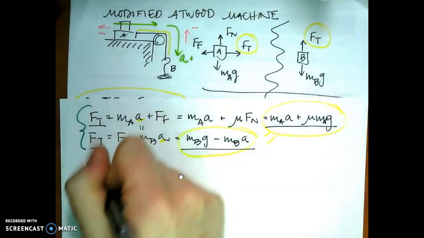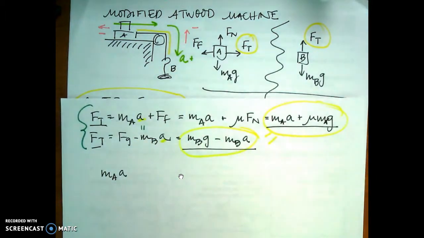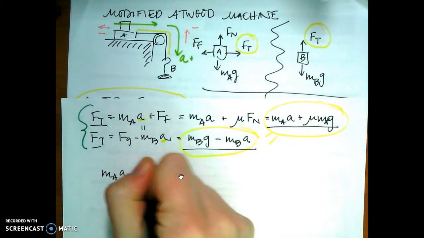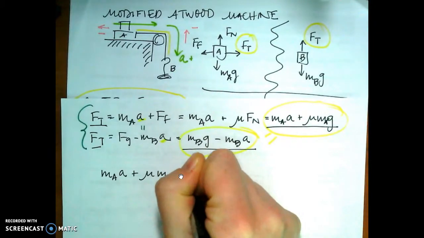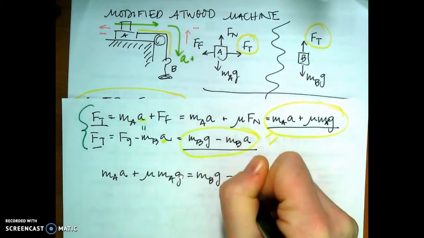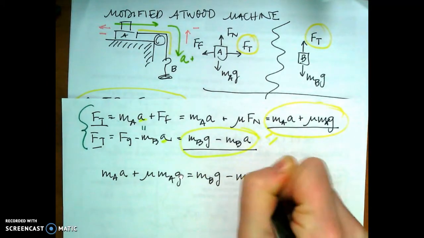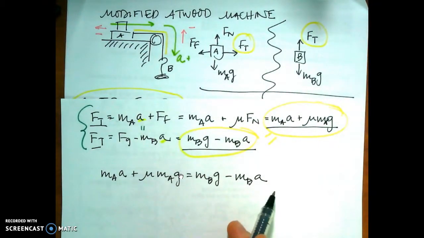All right. Mass of object A times the acceleration of the system plus the coefficient of friction times the mass of object A times gravity is equal to the mass of object B times the acceleration of gravity minus the mass of object B times acceleration. Okay, now I'm just going to do a whole bunch of algebra and solve for a.